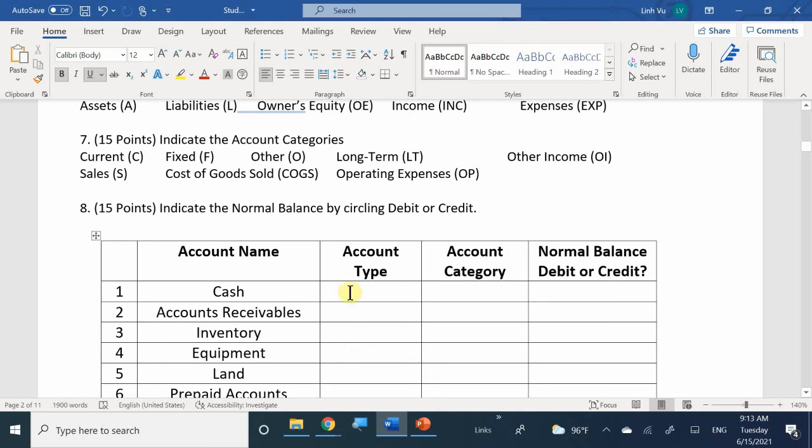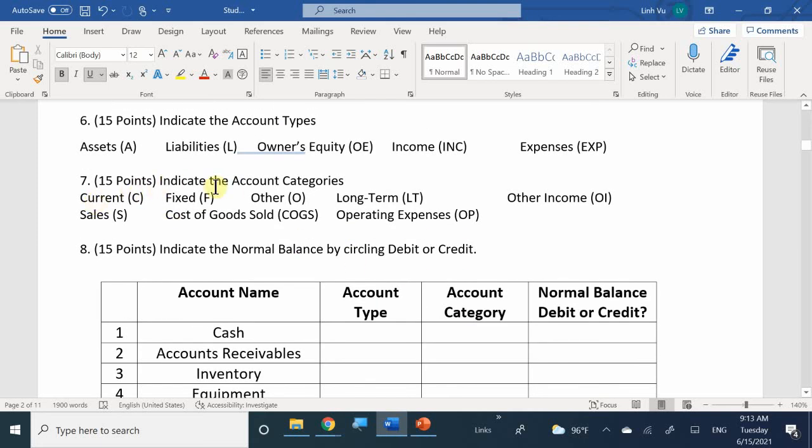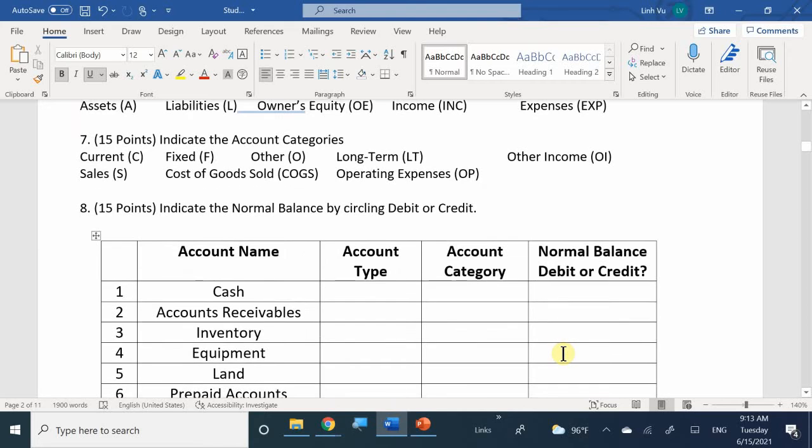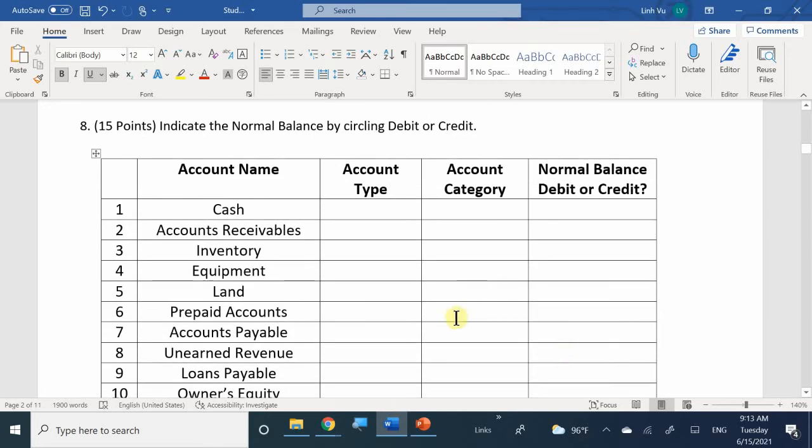There's only 5 account types. So, categories, right? You have all the categories here that we just covered, and of course, the normal balance. Is it a debit or is it a credit balance? So let's go over this real quick.